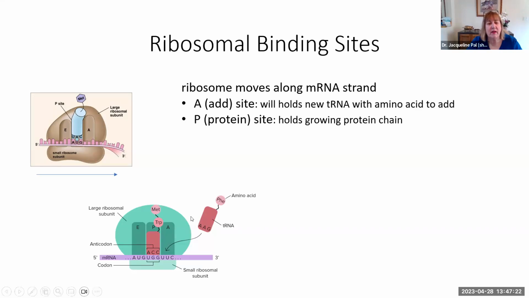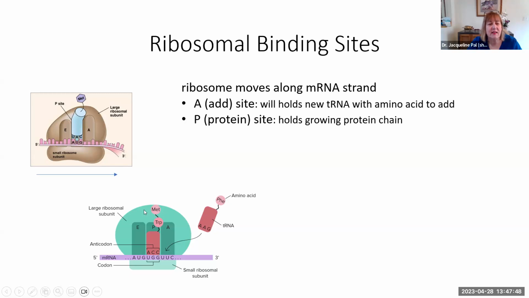Here's one that's showing that two have already gone through, and here's a third amino acid going in. Sorry, a third transfer RNA coming into the A site. So the P site is where the growing chain is going to happen. Notice methionine is always the first amino acid. Now this transfer RNA is going to go into the A site. It's bringing a phenylalanine going on there.